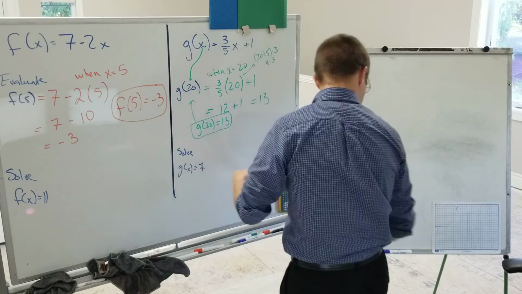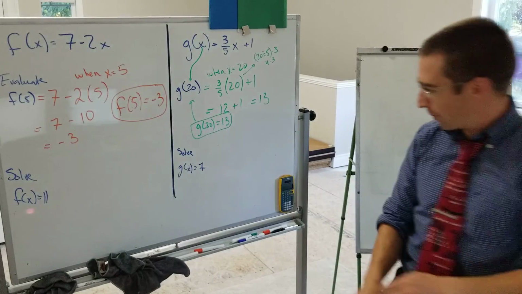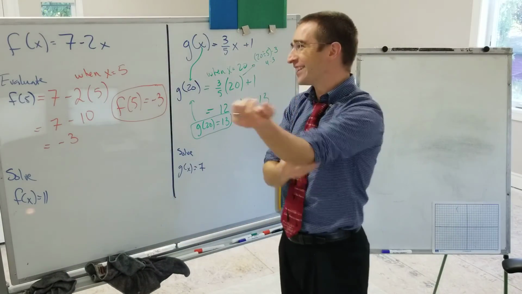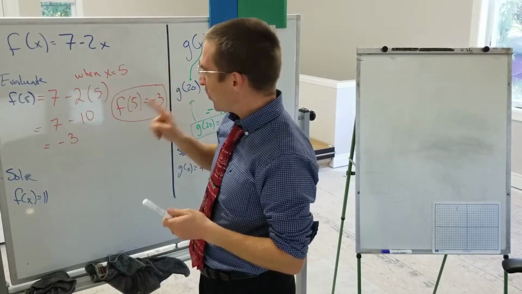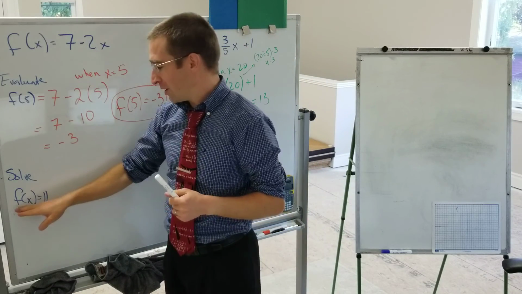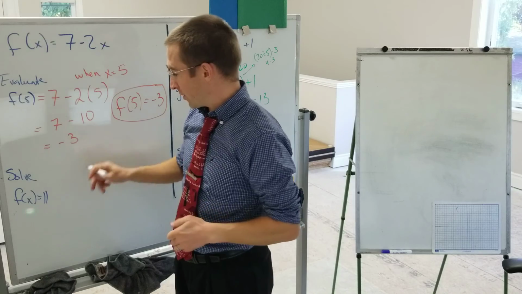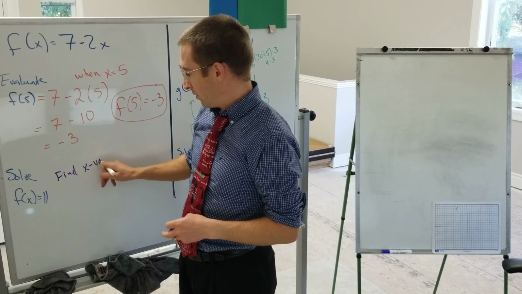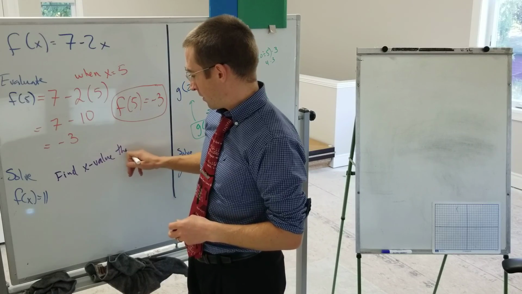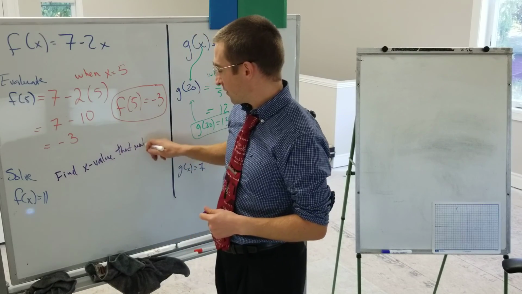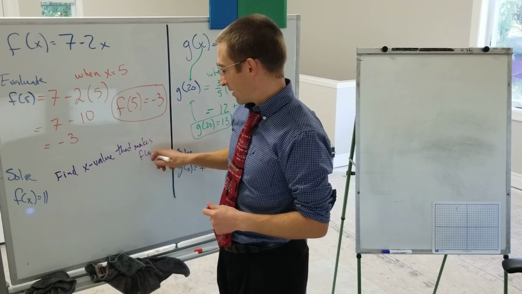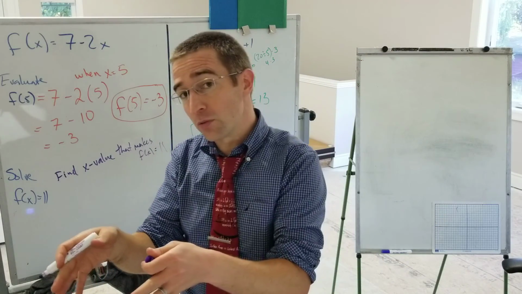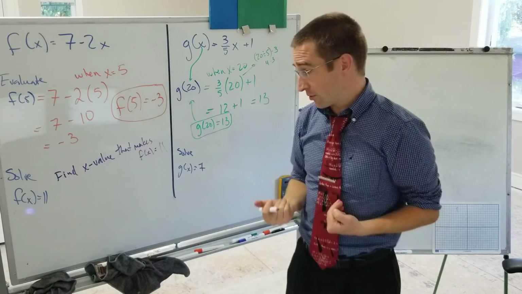So here, let's get a different color. Where's my purple pen? There's my purple pen. Aha, got it. We are going to solve when f of x equals 11. So this means find the x value that makes f of x equal 11. In other words, what input, what number do you replace x with to get an answer of 11?